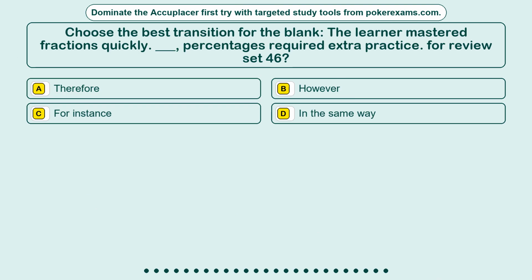Question 21. Choose the best transition for the blank. The learner mastered fractions quickly. Blank, percentages required extra practice. For review set 46. Option A. Therefore. Option B. However. Option C. For instance. Option D. In the same way.